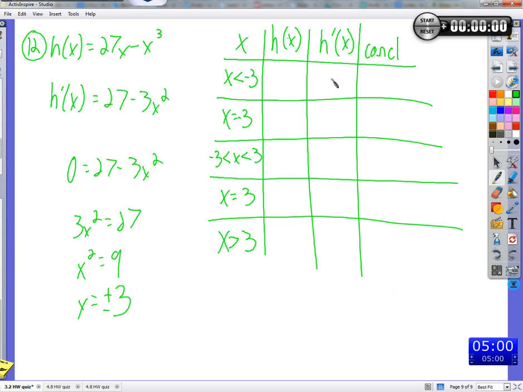Okay, so how do we figure out what kind of values h prime will have when x is less than negative 3? We know that the only place it's going to switch is where the slope is zero. We found all those places. So anywhere else, whether to the left of a zero slope, in between zero slopes, or to the right of the last zero slope, the slopes will have to be either all positive or all negative. So take a point, any point you want: negative 4, negative 1,000,000, anything that is less than negative 3.